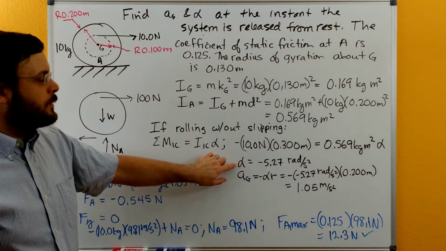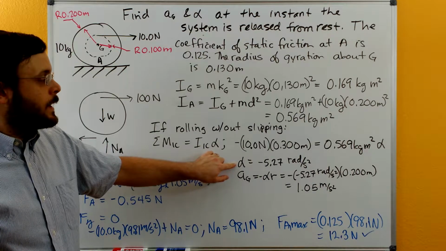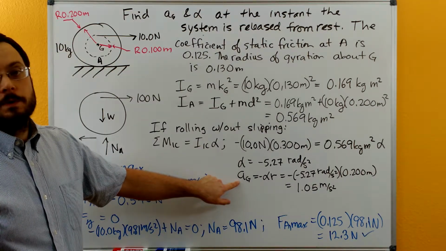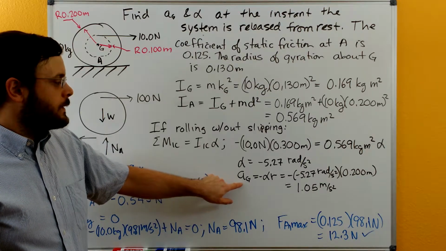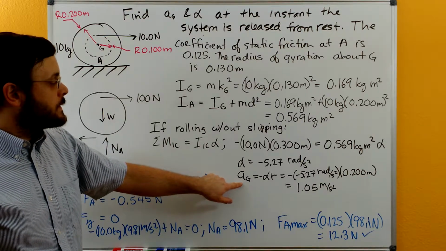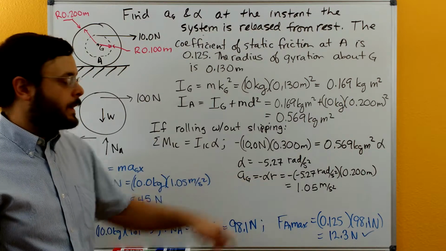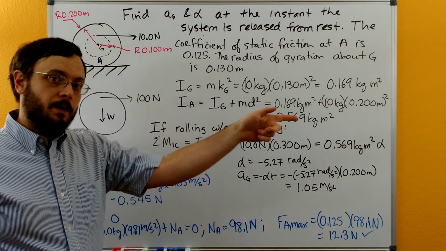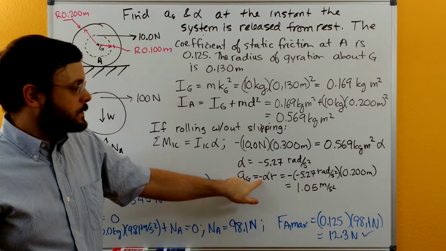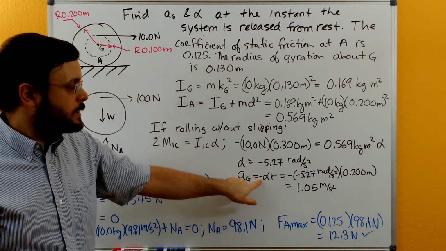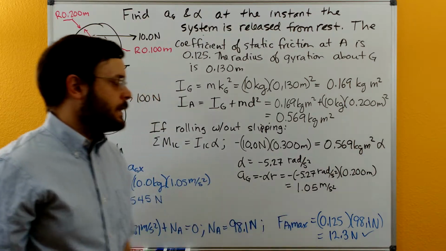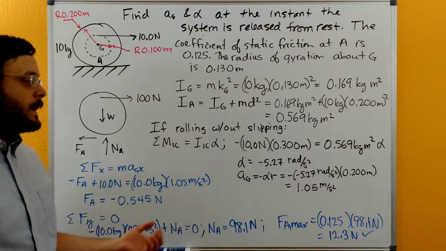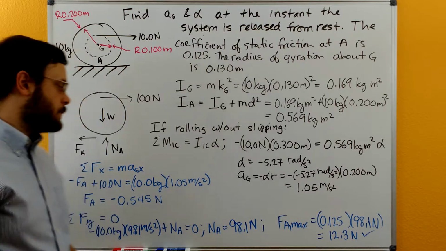We can solve for alpha then and get negative 5.27 radians per second squared. Since we're assuming it's rolling without slipping, the acceleration at the center of gravity is going to be alpha times r. Our alpha is negative, and our acceleration of the center of gravity is going to be on the positive x. So let's correct that by putting a negative sign in front here, and that gives us an AG of 1.05 meters per second squared. Now we need to go back and double check and see if that's possible.